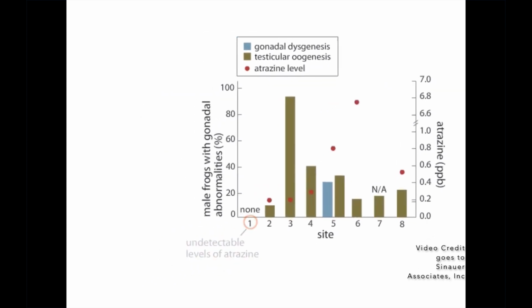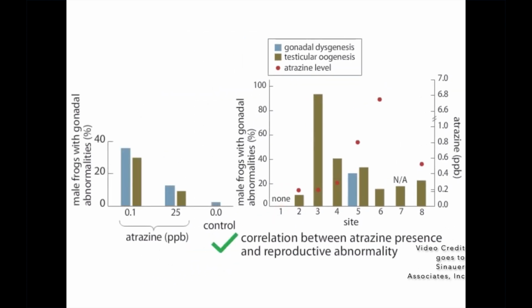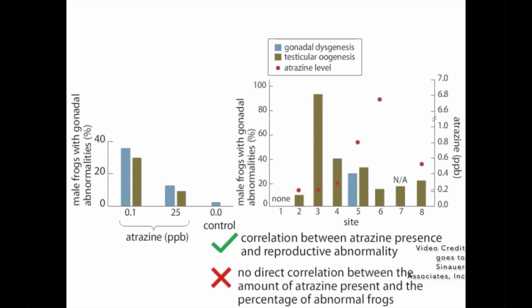The Hayes experiments showed a correlation between atrazine and reproductive abnormality, but no clear direct relationship between the amount of atrazine present and the percentage of abnormal frogs. In both experiments, there were generally fewer abnormal frogs at the highest concentrations of atrazine than at lower concentrations. Thus, there are no final answers in science. Investigations consistently reveal more complexity than we expect. The scientific method is a tool to identify, assess, and understand that complexity.